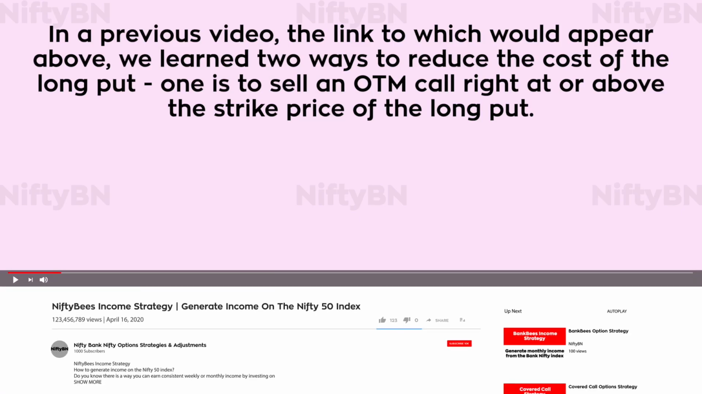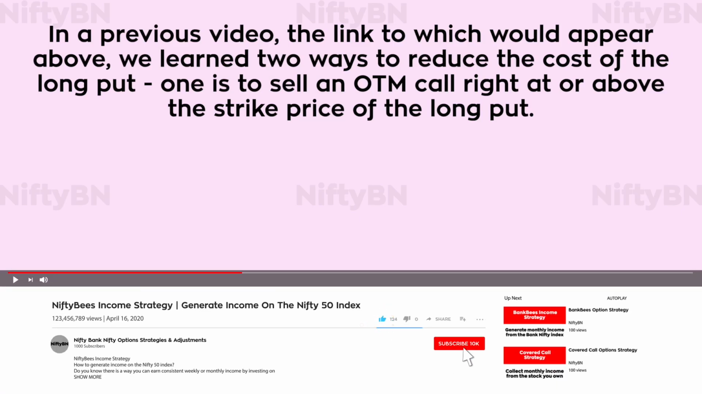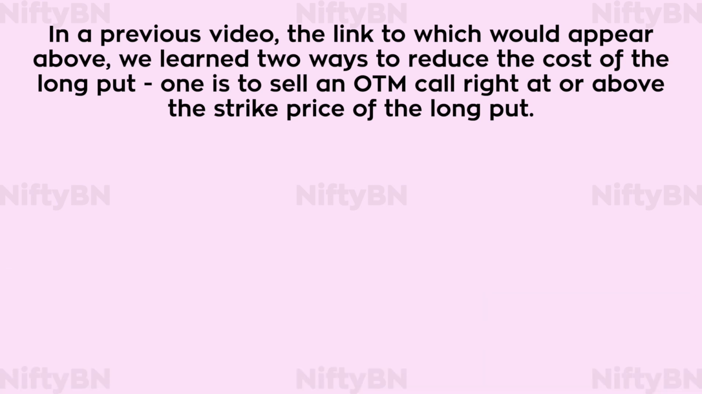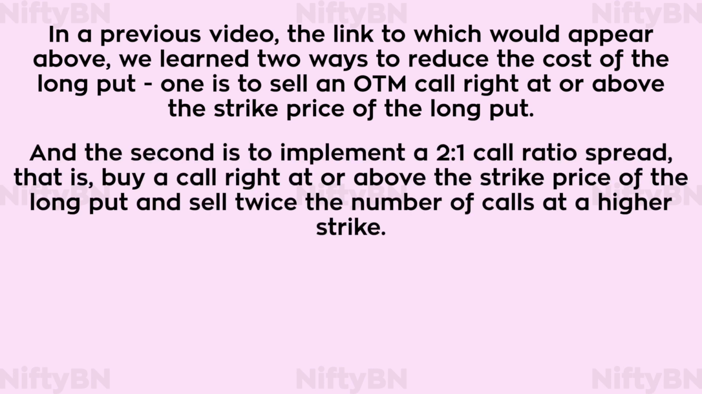In a previous video, the link to which would appear above, we learned two ways to reduce the cost of the long put. One is to sell an out of the money call right at or above the strike price of the long put. And the second is to implement a 2:1 call ratio spread. That is, buy a call right at or above the strike price of the long put and sell twice the number of calls at a higher strike.